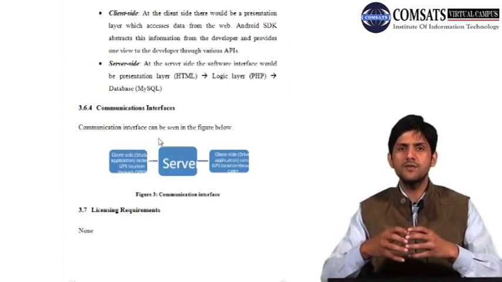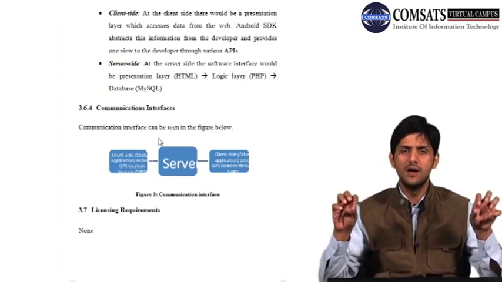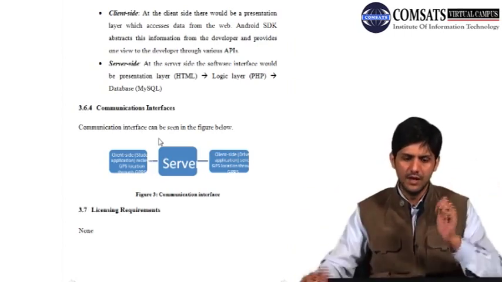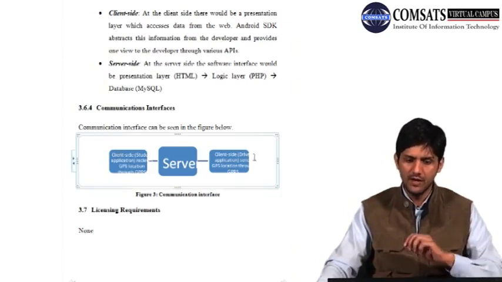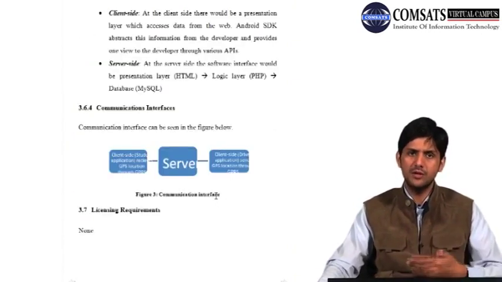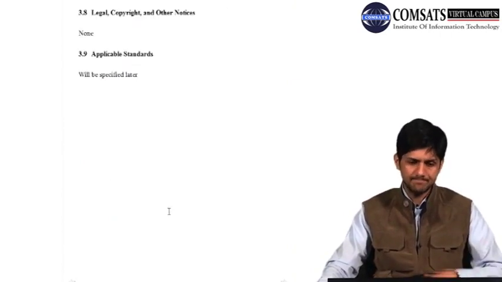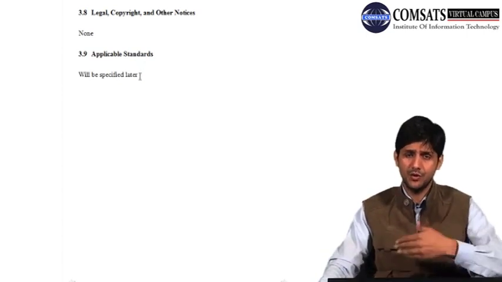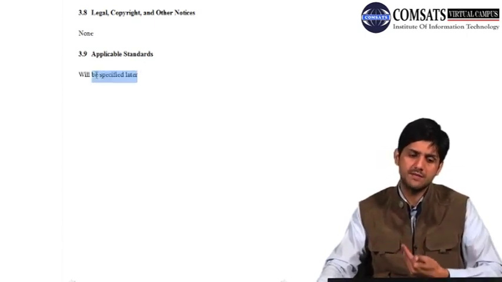And what are the communication interfaces? In communication interfaces, we have already said that our application is divided into three main sections: a driver side application, a student side application, and then we have a server. So we are showing that we have a client side, we have a server, and then we have a driver side application. And there are no licensing requirements, because obviously all the technologies that we are using are open source. And if there are any applicable standards, we do not know at the point of writing this requirements document. You can always say they will be specified later.